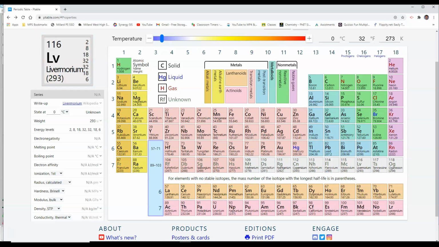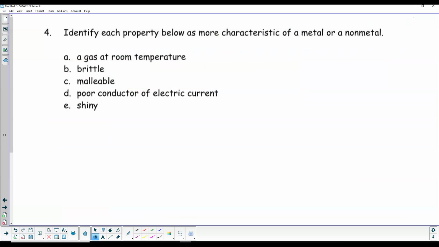Okay, so we're looking at gases at room temperature, so we're looking for the ones printed in red. That's largely these over here. These are gases. So that is definitely going to be a nonmetal.